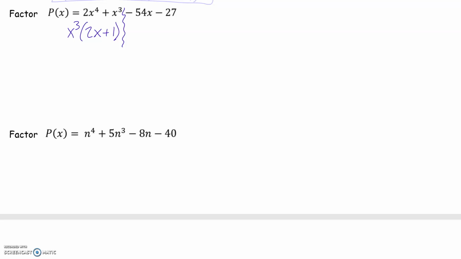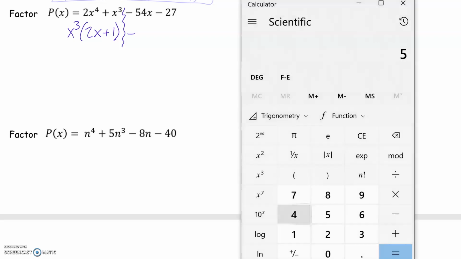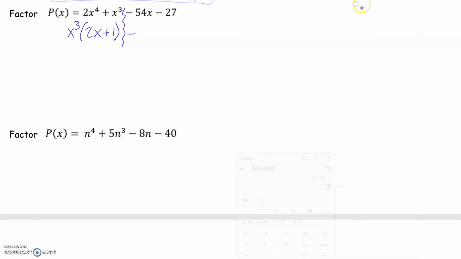And then on this side, I notice that they're both negative, so I know I'm going to end up dividing out at least a negative number. And 54 divided by 27 is just going to end up giving me 2. So let's go ahead and divide out a 27 from both of them. And that's going to end up giving me 2x minus 1, because negative 27, oh, not minus, negative 27 divided by negative 27 is going to give me that positive 1 over there.